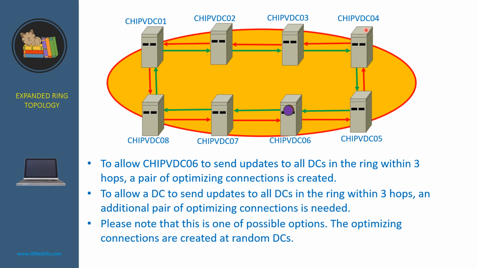So in this site, to allow CPVDC06 to send updates to all DCs in the ring within 3 hops, a pair of optimizing connections is created. And here is how the data travels. To allow a DC to send updates to all DCs in the ring within 3 hops, an additional pair of optimizing connections is needed. Please note that this is one of the possible options. The optimizing connections are created at random DCs.